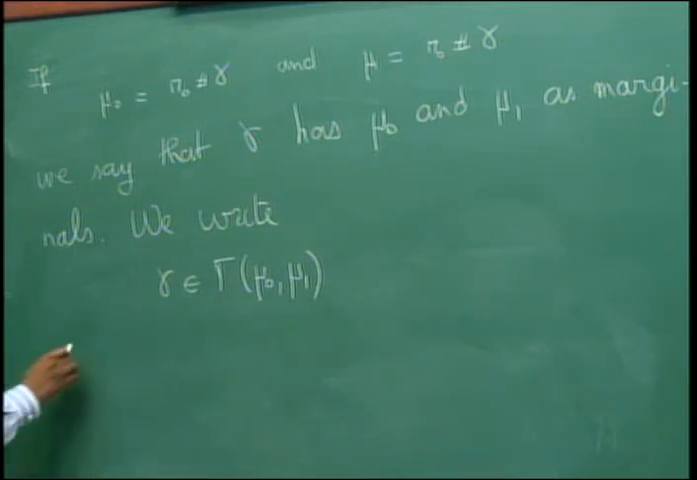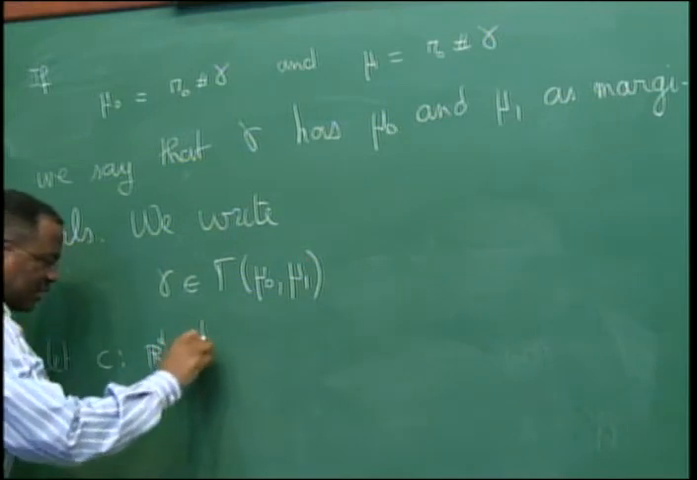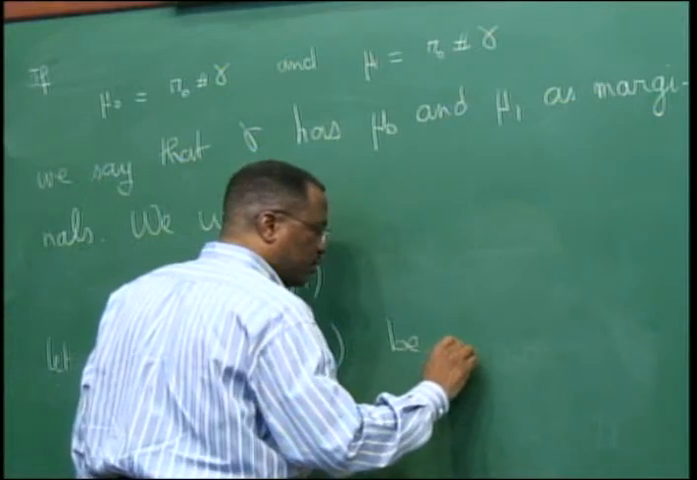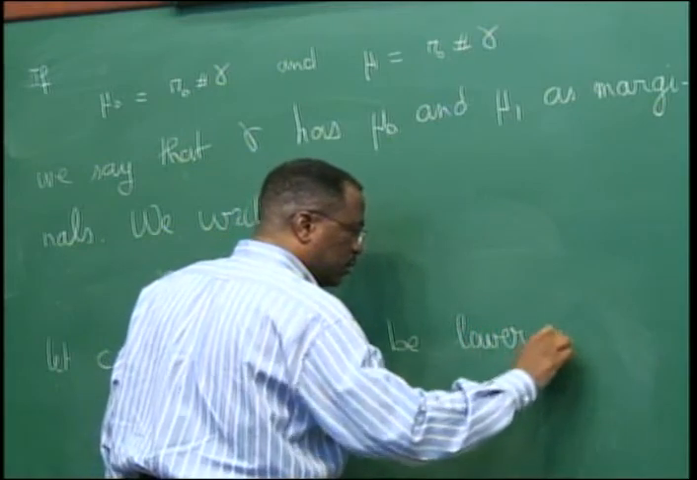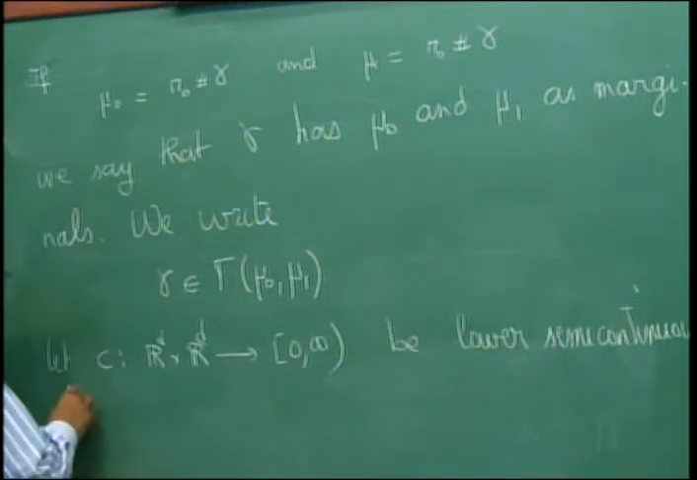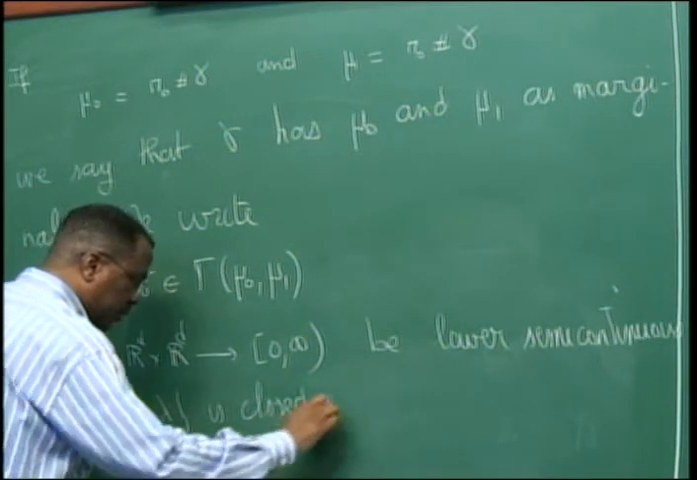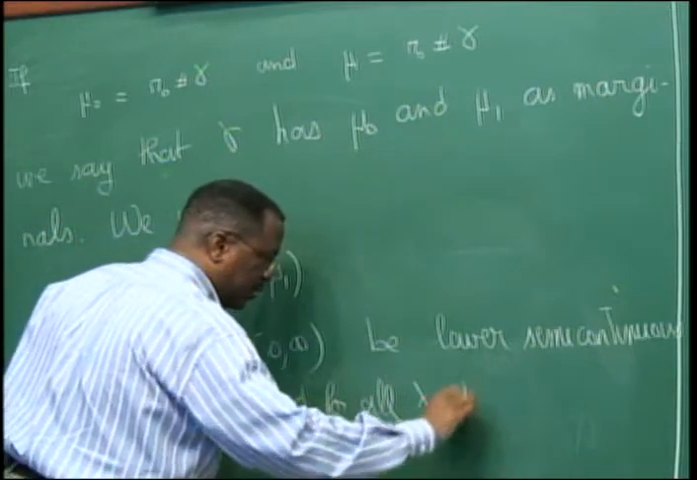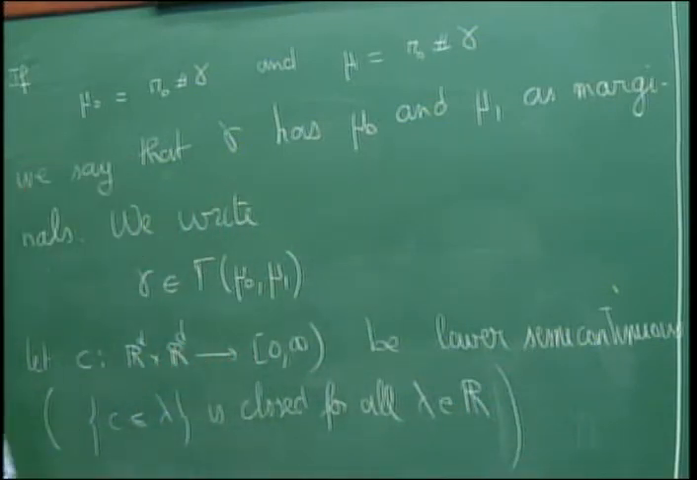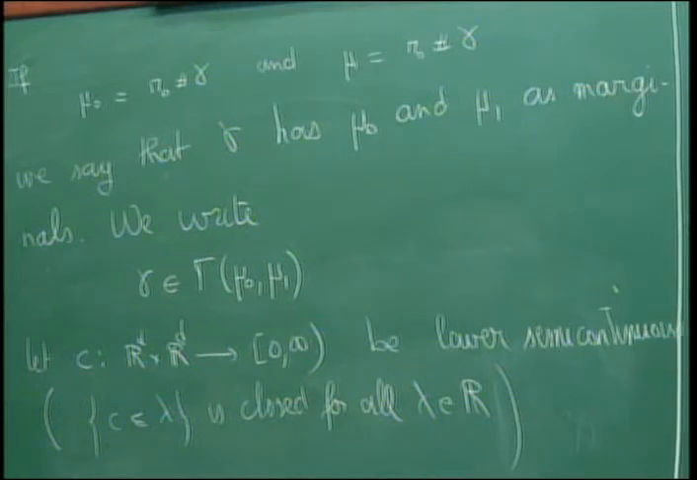So the cost by Kantorovich, let C from RD cross RD to 0 plus infinity be lower semi-continuous. This means nothing but, what I mean here is the set C is less than lambda is closed for all lambda real number. And I have imposed that C is greater than or equal to 0. What is important is C is bounded below, and so I chose the bound to be 0 here.